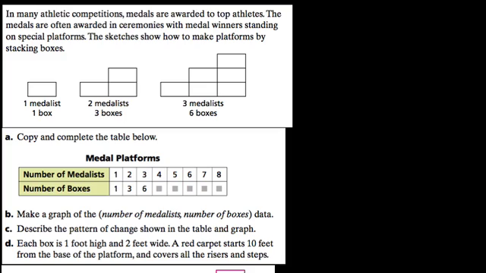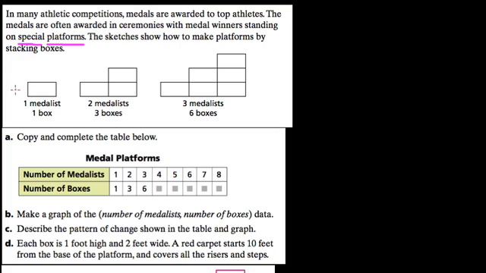So let's start by reading the premise of the problem, and then we'll go through it piece by piece. But the premise is that in many athletic competitions, medals are awarded to top athletes, right? So think of the medal podiums that athletes stand on, because here they say the medals are often awarded in ceremonies with medal winners standing on special platforms. Of course, they're referring here to those podiums that the athletes stand on. The sketches show how to make platforms by stacking boxes.